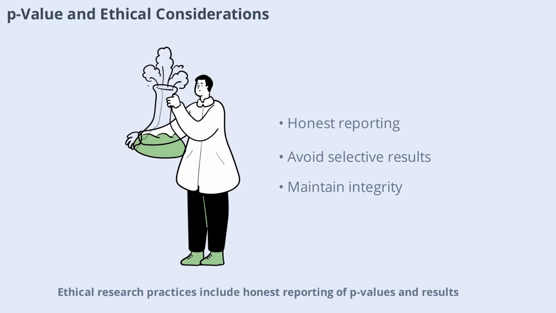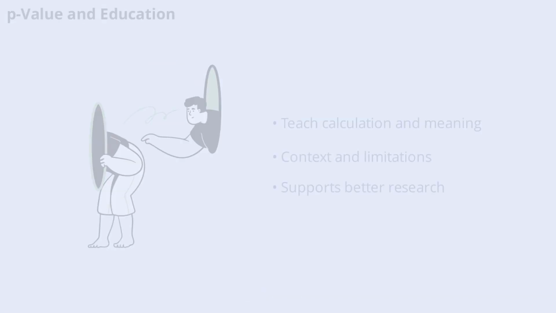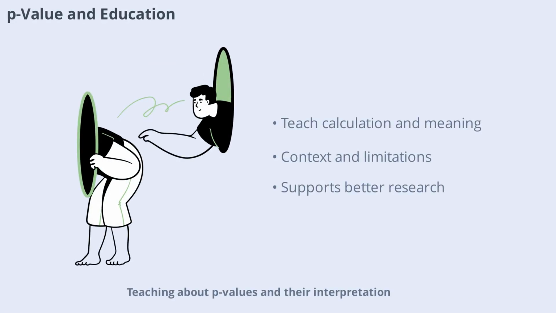Ethical research practices include honest reporting of p-values and results. Misrepresenting or selectively reporting p-values can mislead others and damage trust in science. Upholding ethical standards is crucial for maintaining the integrity of statistical analysis. Teaching about p-values and their interpretation is an important part of statistics education. Students should learn not just how to calculate p-values, but also how to interpret them in context and understand their limitations. This foundation supports better research and decision-making in the future.